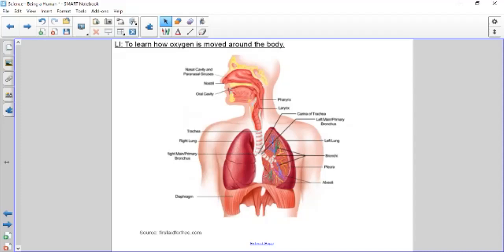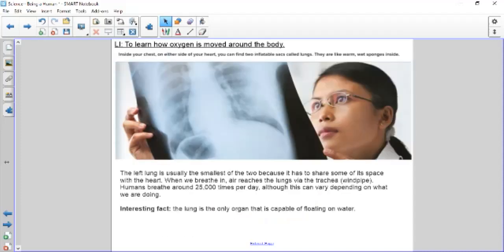Let's look at this process of oxygen being moved around the body in more detail. Inside your chest, on either side of your heart, you can find two inflatable sacs called lungs. They're like warm, wet sponges inside. The left lung is usually the smaller of the two because it has to share some of its space with the heart. When we breathe in, air reaches the lungs via the trachea.